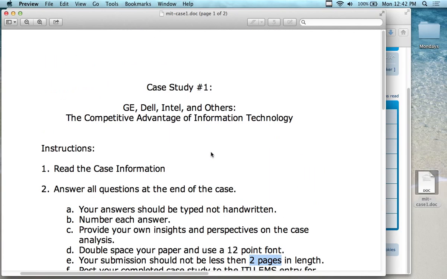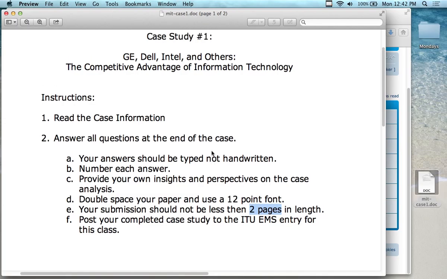You don't have to provide reference citations, unless you're using outside material. You don't have to cite any research unless you're using it in the paper. And if you're using it in the paper, no more than 2 sentences copied. If you do copy 2 sentences, put quotation marks around it, and then reference it, tell me where it was copied from.